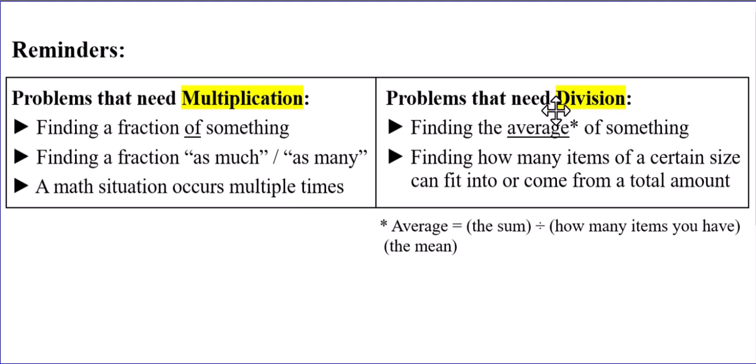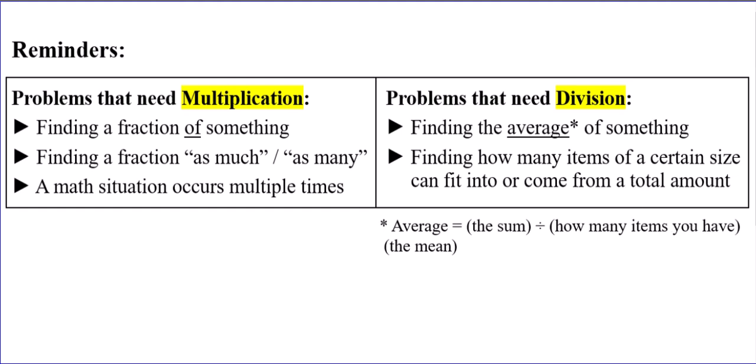Now, problems that might need division. If you're asked to find the average of something, average, referring to the mean, would be adding up all the numbers, giving you the sum, and then dividing by however many items you happen to have. Obviously, that's division, so the word average would require division. If you are trying to find how many items of a certain size can fit into or come from a grand total amount, that is a division problem.